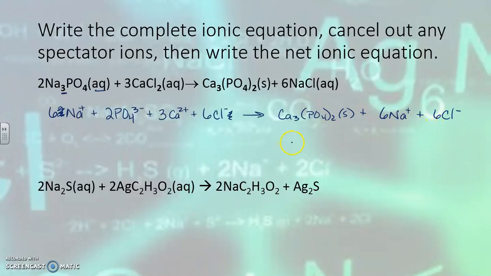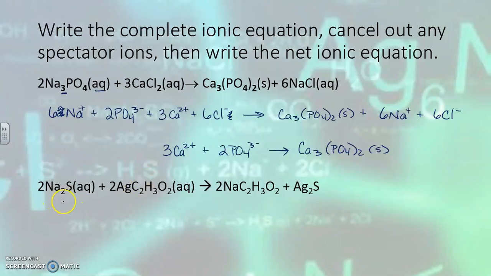And then we have 6 sodiums and 6 chlorines. All right, so what is my net ionic equation? Take my solid, Ca3(PO4)2, right? And that's made up of 3 calciums and 2 phosphates. And see, it's the same as this. Yay! And it's balanced. Yay!